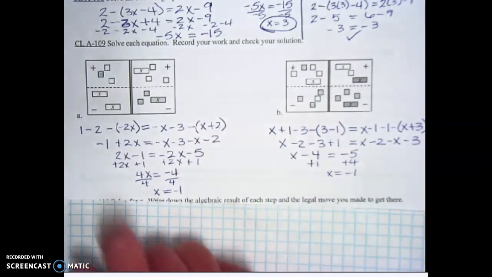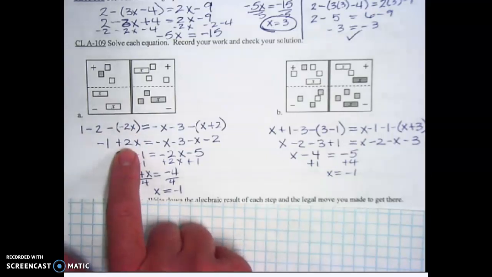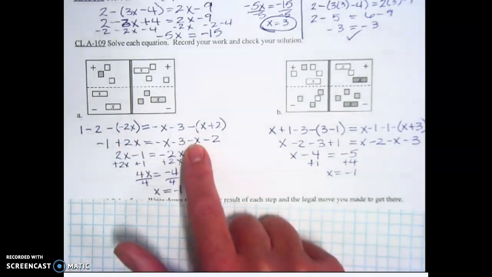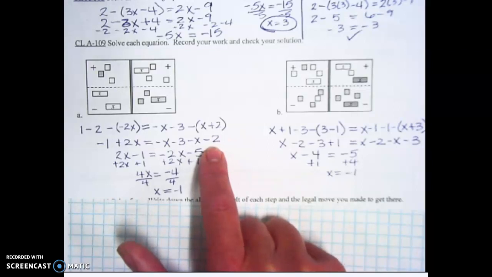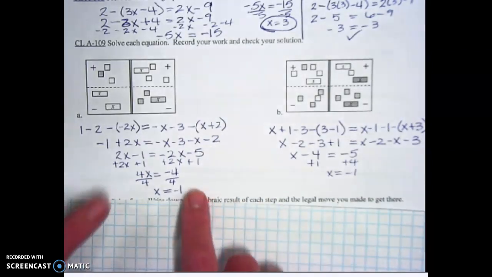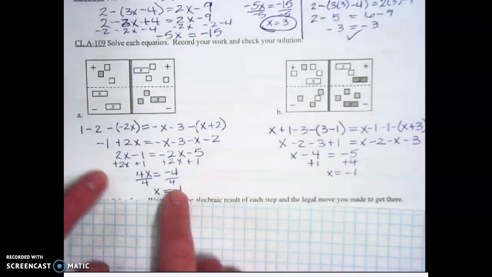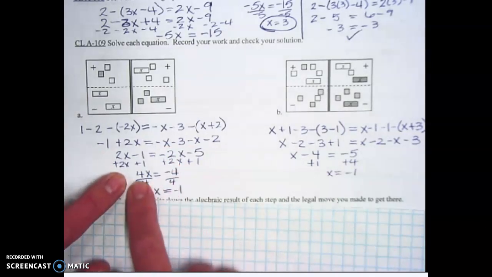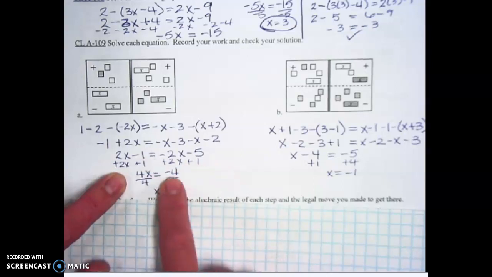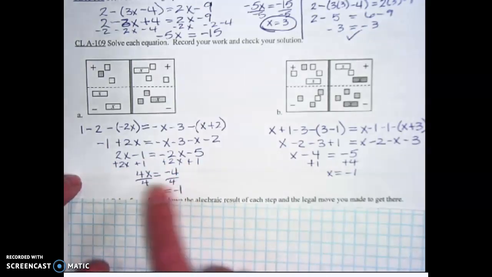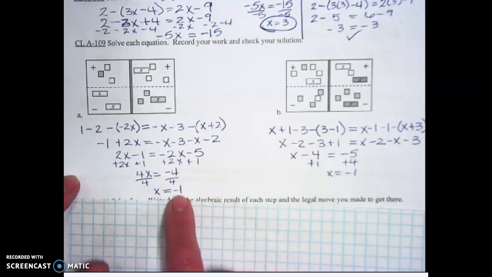So I distributed my negative signs. A negative and a negative is a positive, negative right here, negative right there. Then I just combine my like terms. Over here, I have a negative x and a negative x, which is negative 2x. So when I add 2x to both sides, I get 4x. When I add 1 to both sides, I get negative 4 on the right. And then when you divide by 4, you get negative 1.